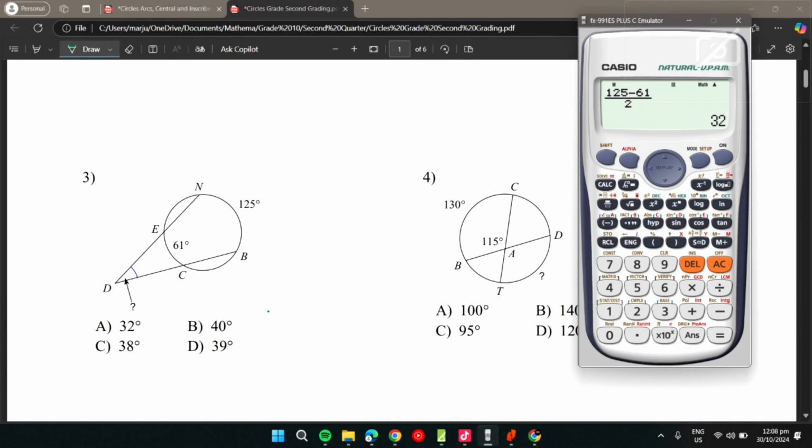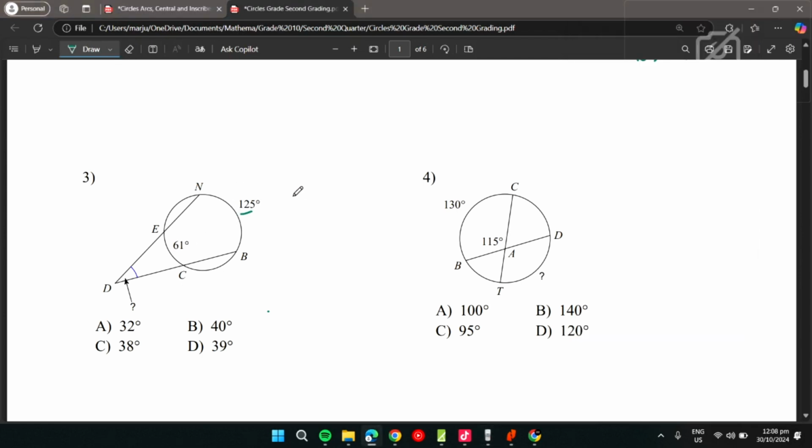Alright? So, ang answer sa number 3 is actually letter A, 32. So, paano nakuha yung 32? Again, far arc minus near arc over 2. So, far arc, that's 125, minus the near arc, 61, over 2. This gives you 32 degrees. And that is actually letter A. Alright?